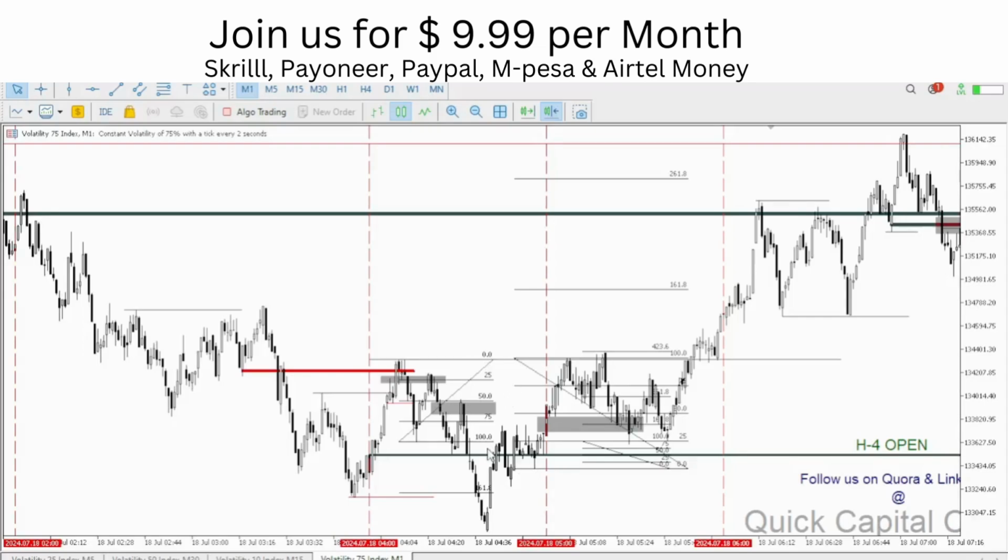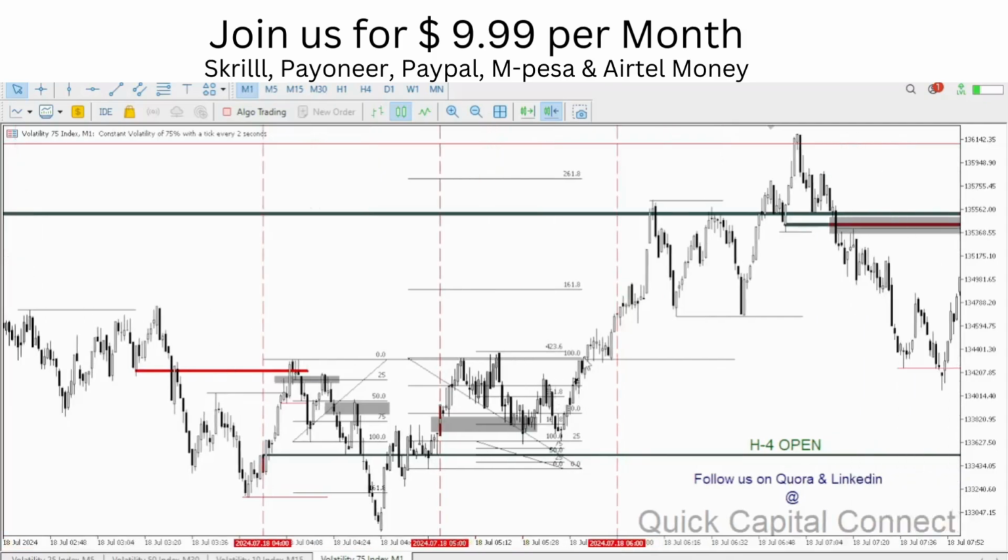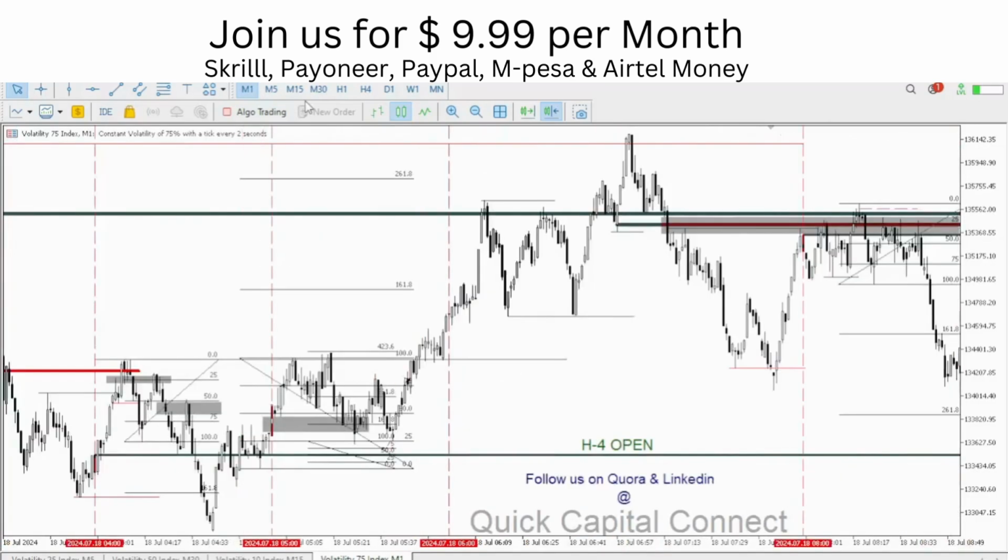Like this one, we broke the structure. We took out sell side liquidity and broke to the upside, and you can evidently see the 4 hour open supporting prices to the upside. Broke the structure, you measure that range. You enter on the fair value gap. First take profit 161.8, second take profit 261.8. There's a candlestick formation shown for free.